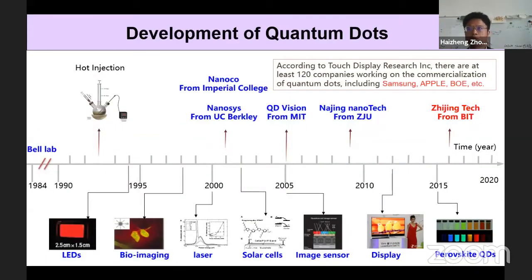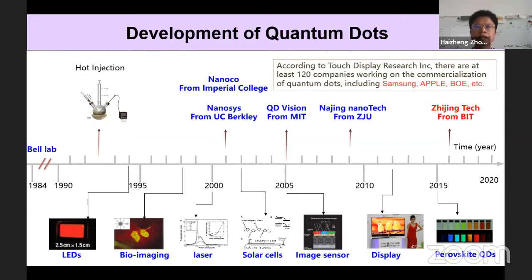Okay, here I have an outline to describe the milestones of the development of quantum dots for applications. After about 10 years of the development of quantum dots, in 1993, Professor Bawendi from MIT reported the breakthrough of hot injection synthesis. After that, people started to investigate the application of quantum dots in different fields.